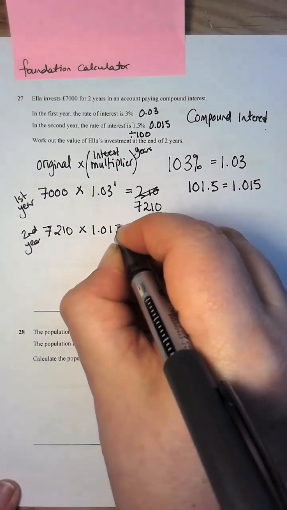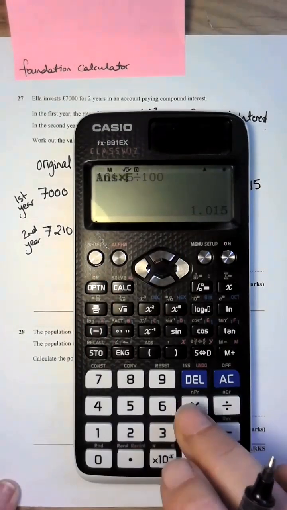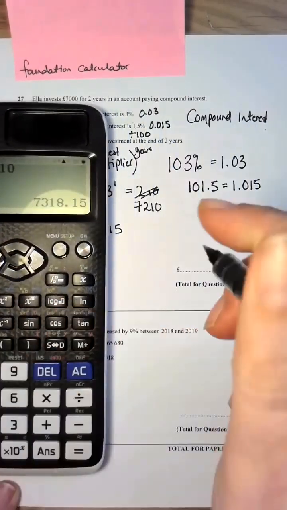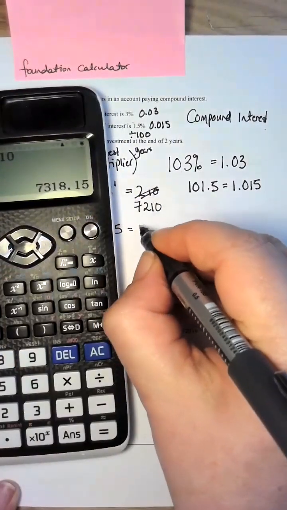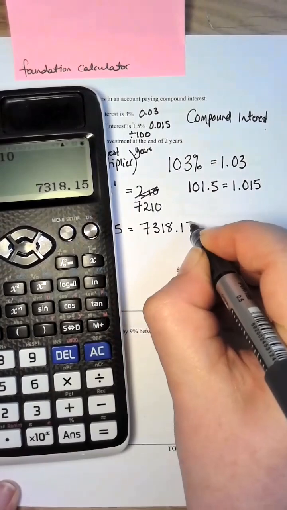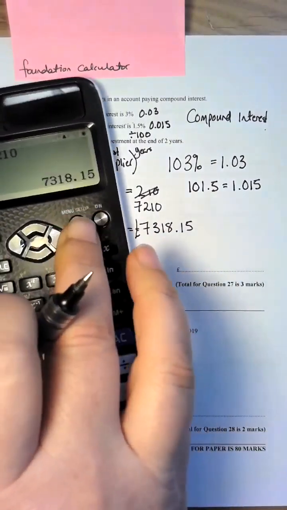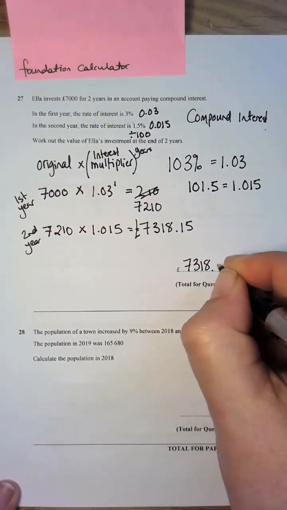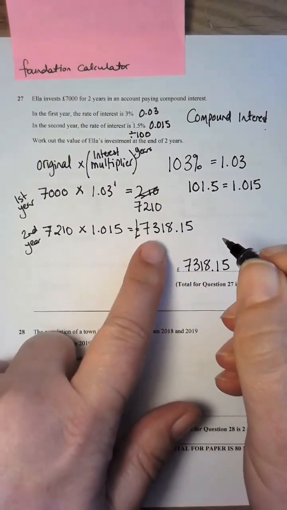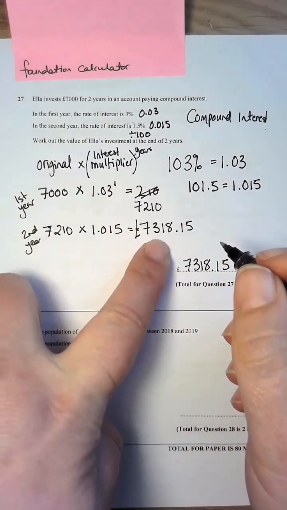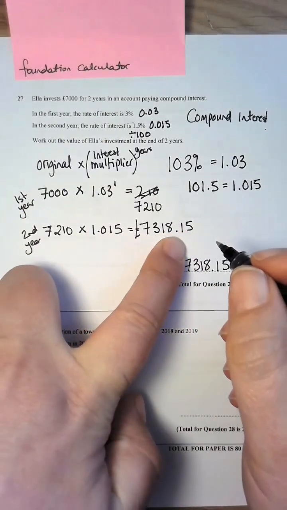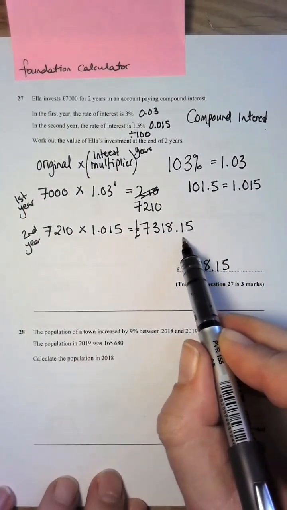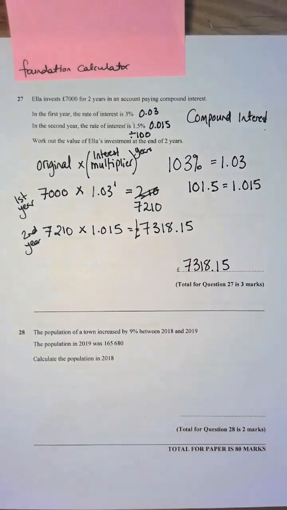1.015, and we multiply that by 7,210, and that equals £7,318.15, and that is what I put here. Let me just check. Work out the value of Ella's investment. That's right. Sometimes it says what's the interest that she's earned, in which case you'd have to subtract 7,000 from this number, and that would be £318.15. Make sure, because it's money, we round it if necessary. We don't have to do it here, but we round it to 2 decimal places.